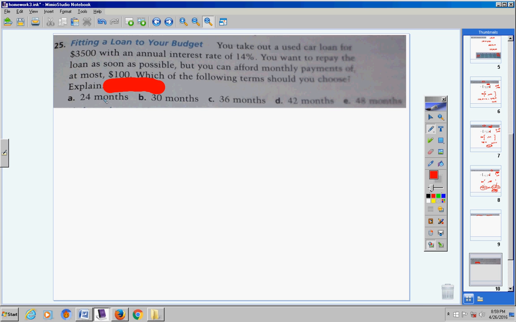Now we're not going to go through and find the monthly payments for all this. That would take forever, okay? All I want to say is this. The answer is B, I believe. No, E.